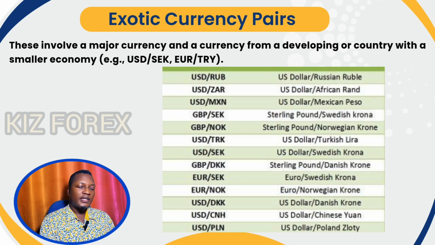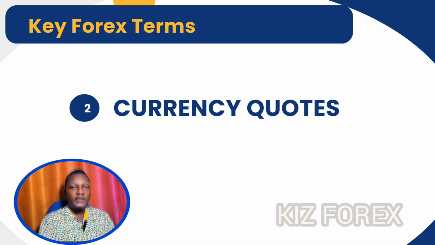So any currency pairs that come from a developing country, where their economy is not that big, are what we call the exotic currency pairs. Now, the number two term that you need to know if you want to understand the forex market completely is, of course, the currency quote.